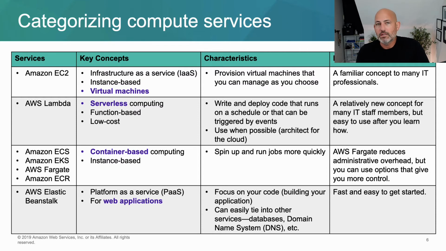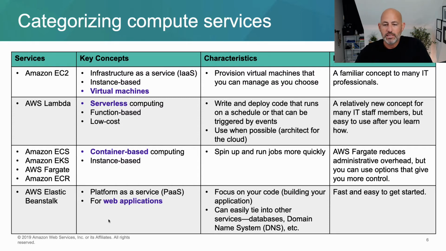AWS Elastic Beanstalk is a platform as a service offering. This allows you to focus on the code, and you can do things like tie this into databases or domain name systems. So again, those are the general categories. And just a few things I'll point out here is you've got infrastructure as a service, you've got serverless, and then you've got platform as a service.